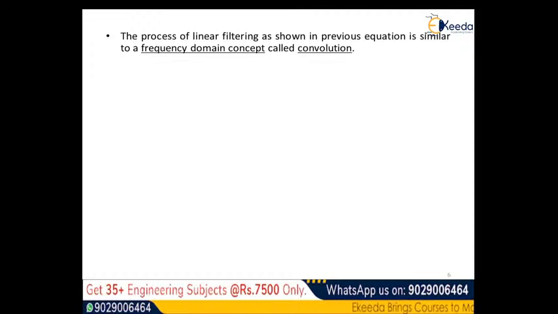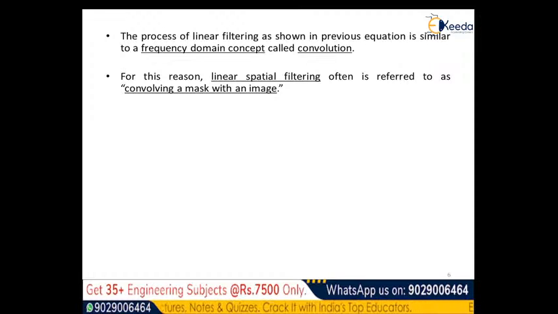Now, this is quite similar to the convolution process that we have already seen in our subject, and this is mostly a frequency domain concept. Because of this, linear spatial filtering is also known as the convolution of a mask with an image, or we can simply say: convolve the mask with the input image and get the output of spatial filtering. So this is nothing but linear spatial filtering.